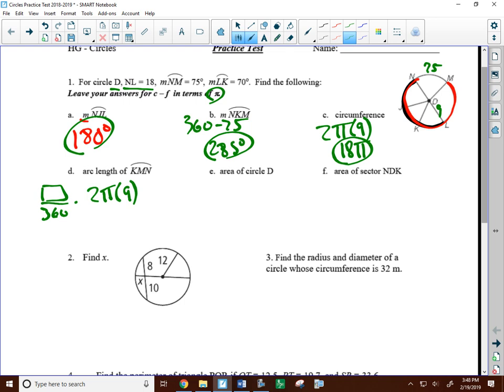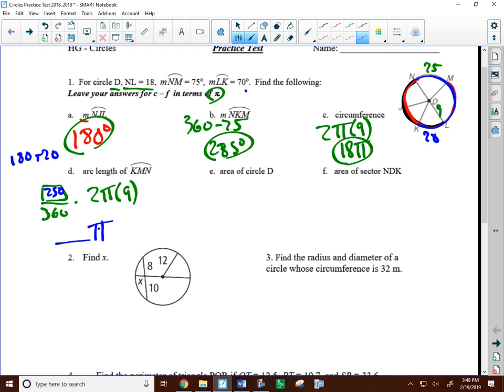We need the measure of arc K to M to N. And they gave us that LK here of 70. So we can do 180 plus 70 to get that this is 250. Again, do not put the answer as 250 for this one. That is the measure of arc KN. We need the arc length, which is different. It's a part of the circumference.